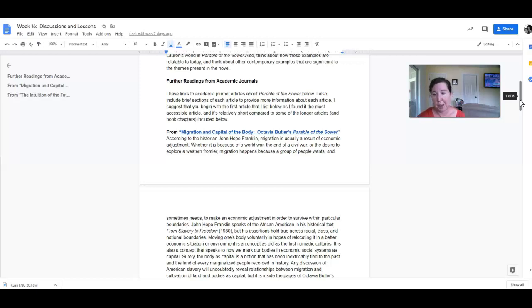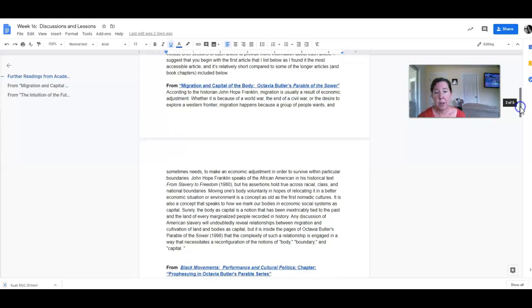It has overall good information about the book that hopefully will be helpful to you regardless of the topic you choose to write about for Parable of the Sower. So this, just in a nutshell, this article looks at migration, and the historian John Franklin talks about migration as a result of economic adjustment, whether due to World War, the end of the Civil War, or the desire to explore a Western frontier.